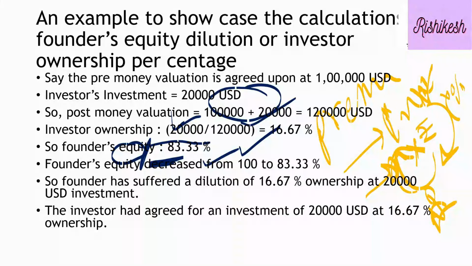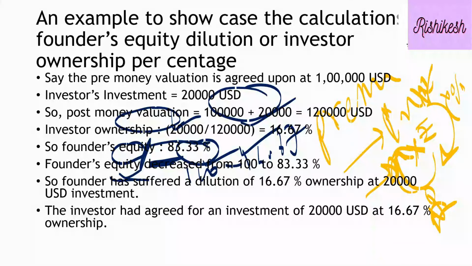Founders equity will be obviously 100 minus 16.67, so that becomes 83.33. So see, founders equity has decreased from 100% to 83.33%. So that's what is known as founders dilution, right? And the investor ownership has increased from 0% to 16.67% at what investment? At 20,000 US dollars of investment.